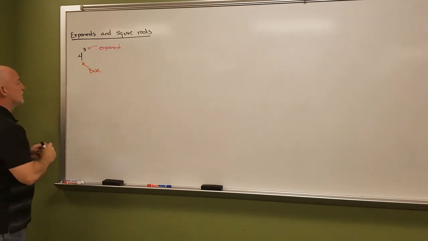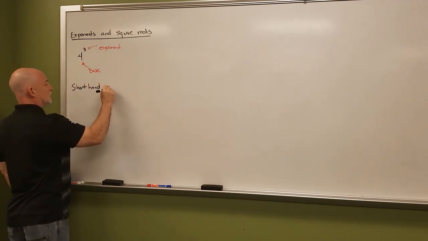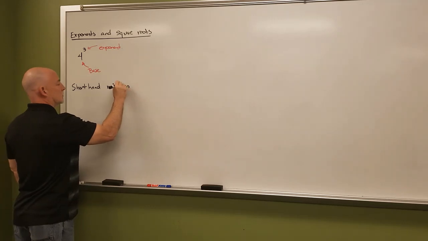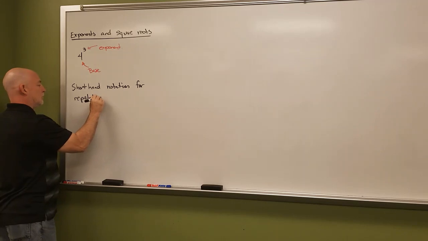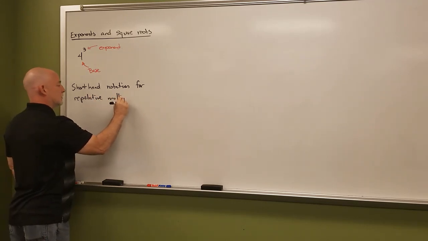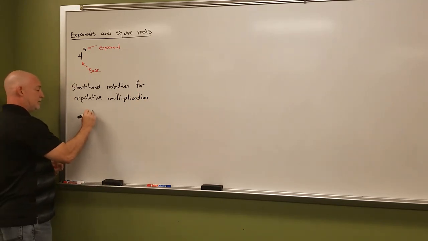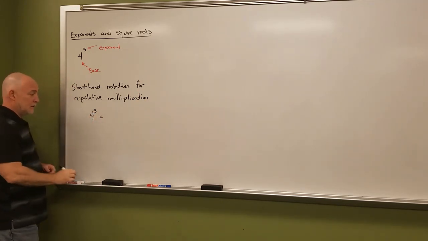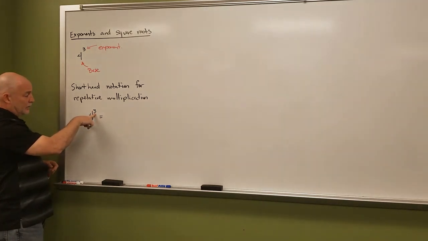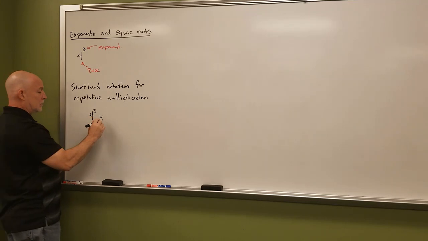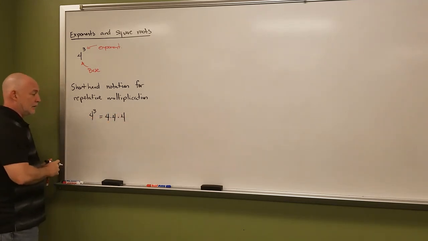Now, all this is just shorthand notation for repetitive multiplication. Now what I mean by that, if we have something like 4 to the third, that tells us to take the base, multiply it by itself the exponent number of times. So 4 to the third says take 4, multiply it by itself 3 times.